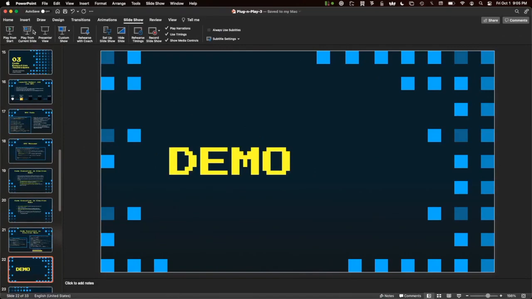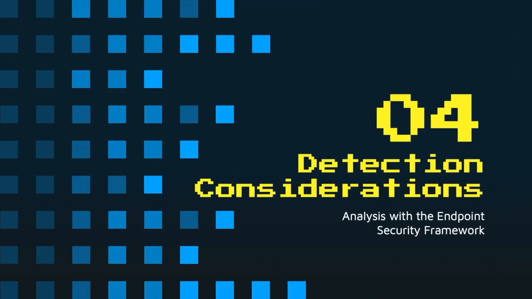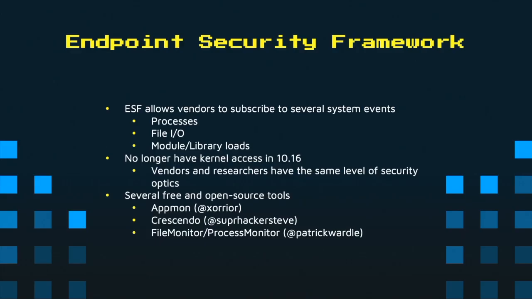All right. So now we'll talk about ESF and detection considerations. So we all know the Endpoint Security Framework allows vendors to tap into macOS system events and subscribe to process events, file I/O, module loads, and library loads. And Apple has effectively kicked all the vendors out of the kernel. And so it kind of reduced some of the visibility.